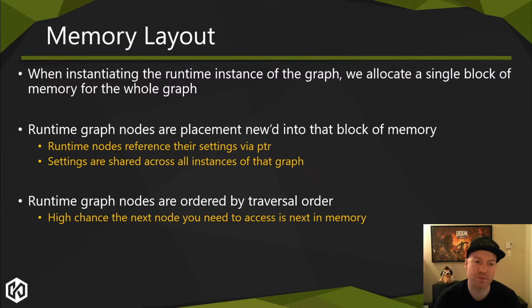And as I said, we placement new them into that initial block of memory. We then set up whatever pointers based on that block of memory. We basically do a pointer fix up because we serialize indices saying, you know, like node 17, its first child is 5 and its second child is 15. And we just fix up those pointers during the instantiation step. And then we just run the graph.